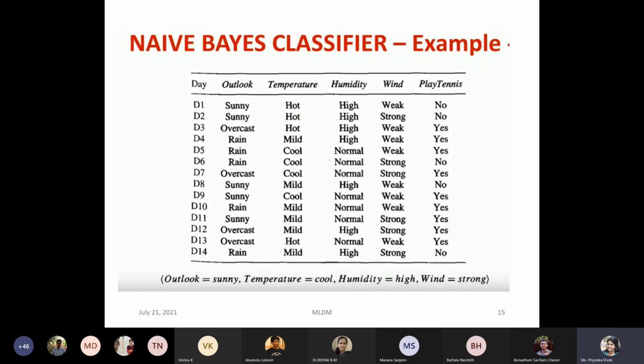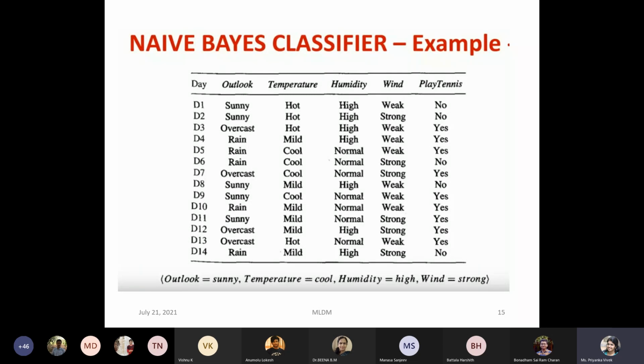So 3 by 9. That is 9 instances where we have the category as yes, play tennis as yes, out of which we had 3 instances where temperature equals cool. Okay, so that is our probability of cool given yes. Now, what about the next parameter?